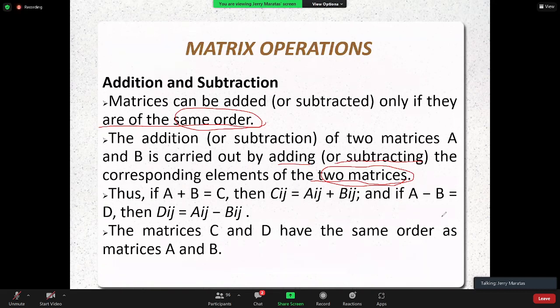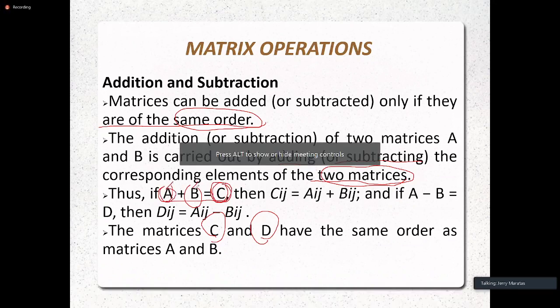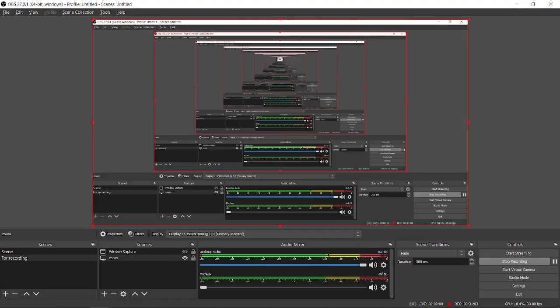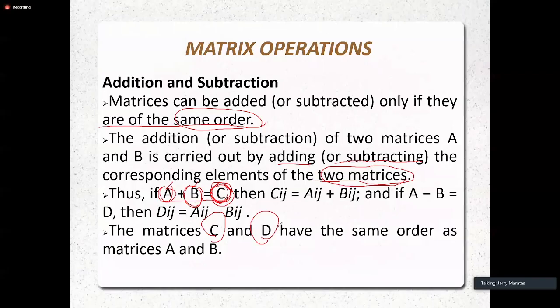The resulting matrices C and D have the same order as matrices A and B. For example, if you add the two matrices A and B, and the result is matrix C, the size of matrix C must also be the same as the sizes of A and B. So if A is a 2 by 2 matrix, B must also be a 2 by 2 matrix so you can perform addition. The resulting matrix must also be a 2 by 2 matrix.